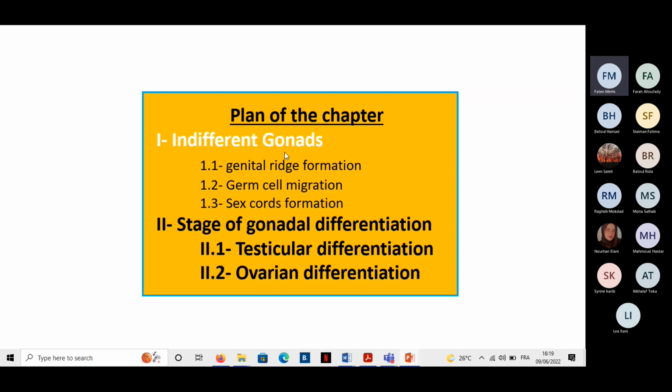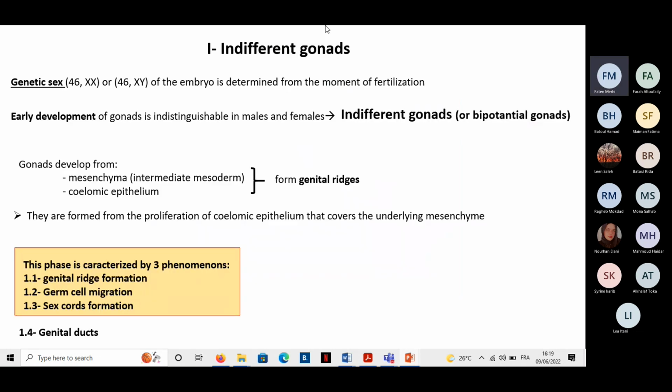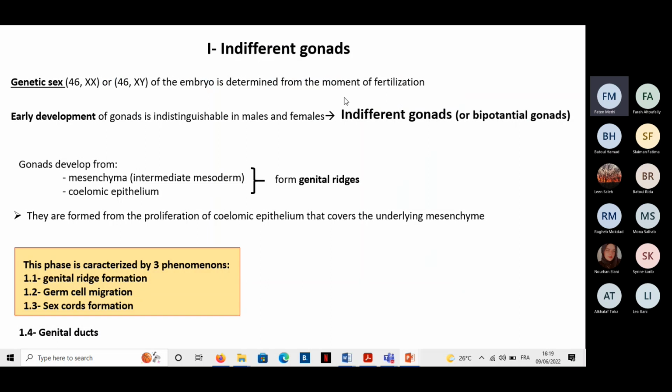First of all, we will talk about the indifferent gonads. Now, as you know, after the fusion of two gametes, after the fertilization, which is the fusion of a male and female gamete, we will have a zygote that can carry two X chromosomes, one coming from each gamete. Or the zygote can be carrying one X chromosome and one Y chromosome. So here we will talk about a genetic sex.